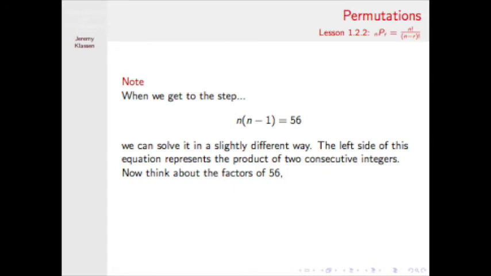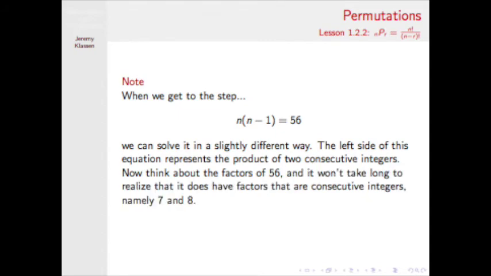Notice that on the left side of the equation we have n times n minus 1. What this is saying is that the left side of the equation is the product of 2 consecutive integers. Now think about the number 56. It shouldn't take long to come to the conclusion that 56 is the product of 2 consecutive integers, 7 and 8. Now, because 8 is the larger of the 2 integers, n must be 8, and n minus 1 is 7.